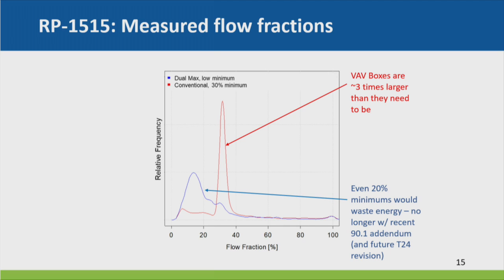90.1 passed an addendum that says the minimum shall be equal to the ventilation rate, period. And it's not a percent of anything. It's what the ventilation rate is, and that's all you get. Title 24 has one pending that won't show up until the next version of the standards in 2022, but it'll say the same thing.